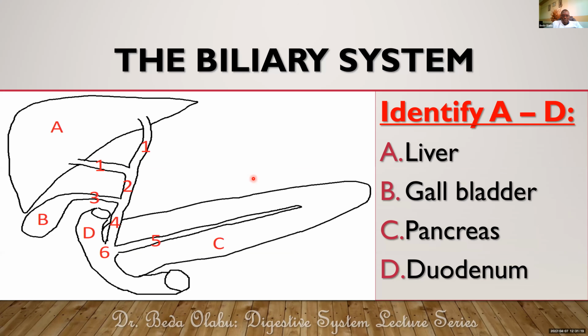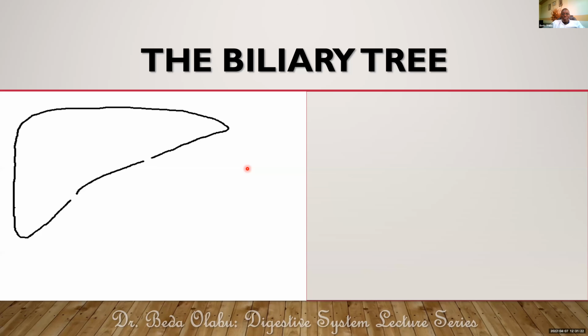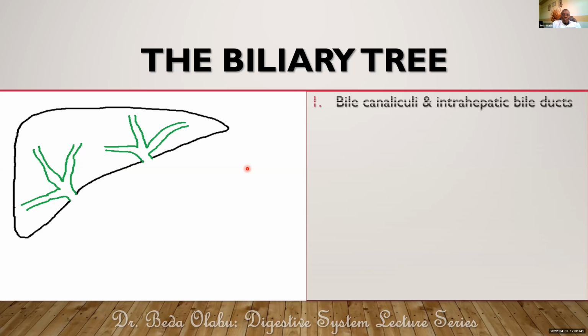Now, let's talk about the parts of the biliary tree. When hepatocytes synthesize bile, the bile enters through some channels which we call bile canaliculi. And these bile canaliculi drain the bile to the bile ducts which are within the liver. We call them intrahepatic bile ducts. So let's consider this to be the intrahepatic bile ducts, the ones which are found within the portal triads.